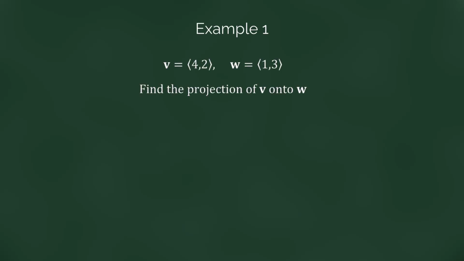Okay, for our first example, we're going to find the projection of the vector V equals 4, 2 onto the vector W equals 1, 3. And so we know that this projection vector, projection of V onto W, is going to equal V dot W over the magnitude of W squared times the vector W.